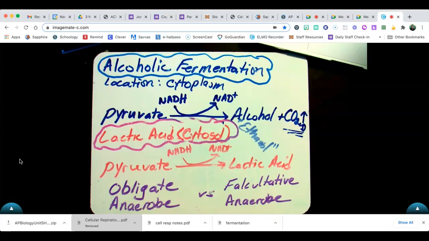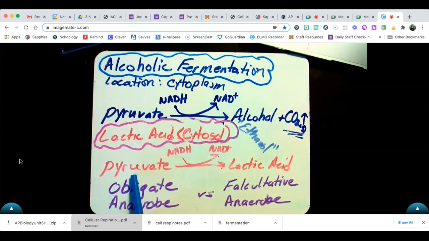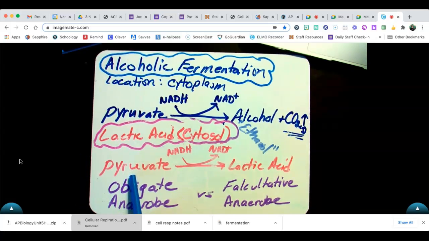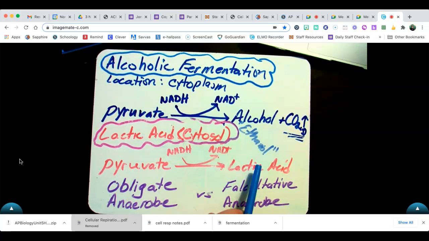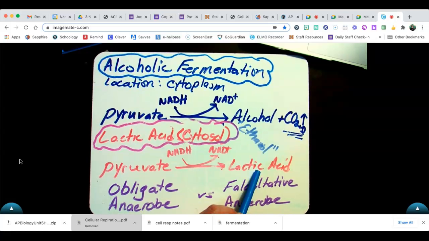On the other end, we have lactic acid fermentation. Lactic acid fermentation, just like alcoholic fermentation, occurs when oxygen gas is not available or becomes deprived. So after glycolysis, each pyruvate molecule that's made, because remember after glycolysis everything happens twice, is simply going to get converted to lactic acid or lactate.